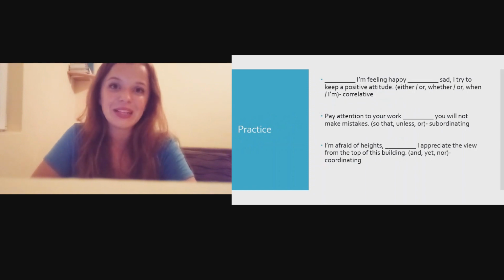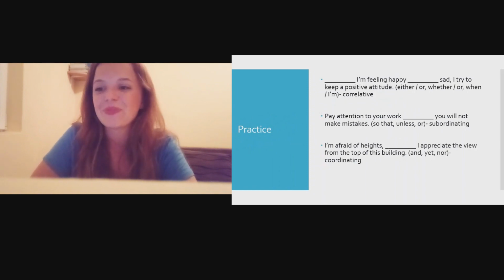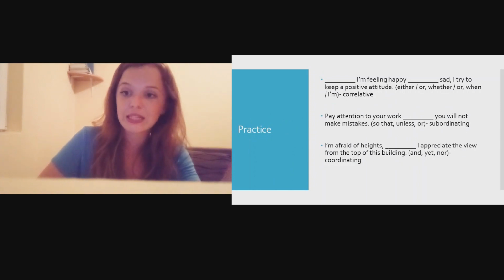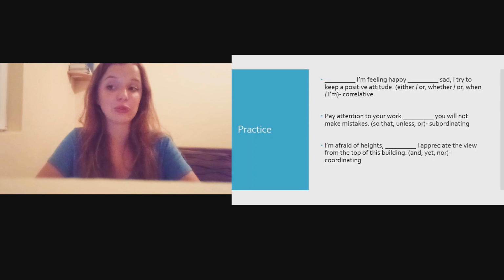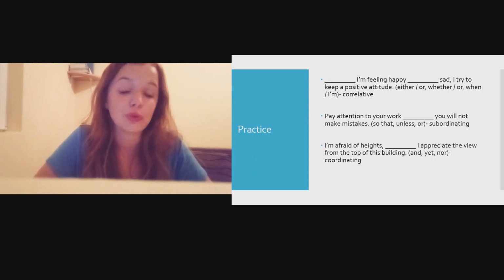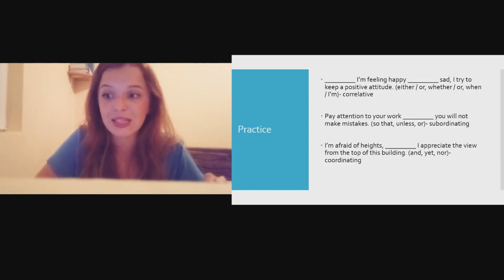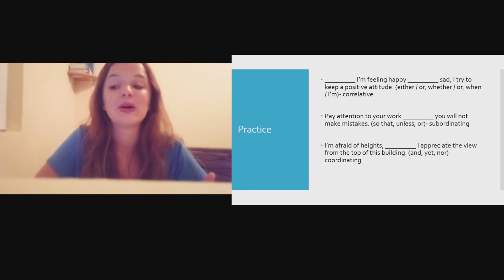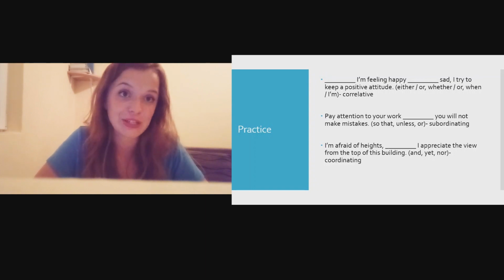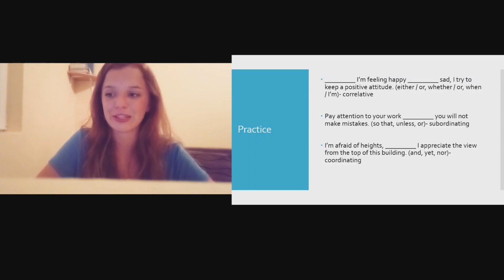Then we're going to do a little practice here. So you have blank, I'm feeling happy, then blank sad, I try to keep a positive attitude. So here we are going to use one of these correlative conjunctions that are given in the brackets: either or, whether or, when. So whether I'm feeling happy or sad, I try to keep a positive attitude. So in both situations, I try to keep a positive attitude.